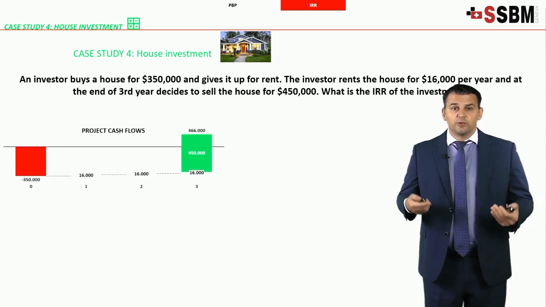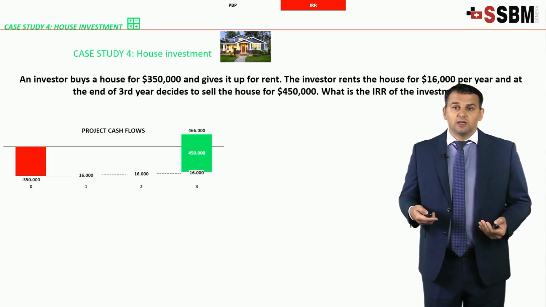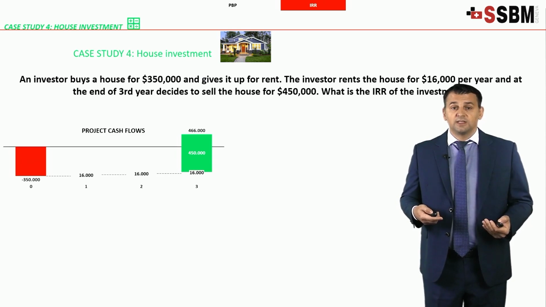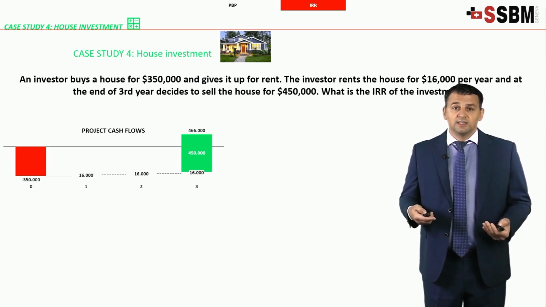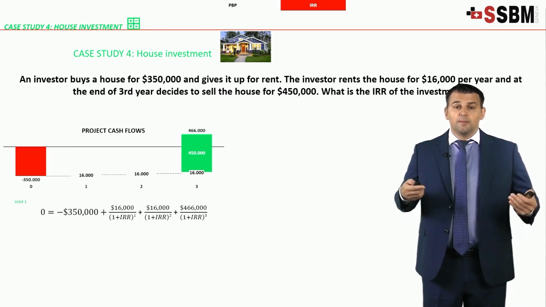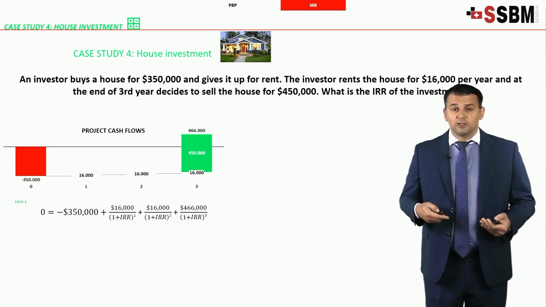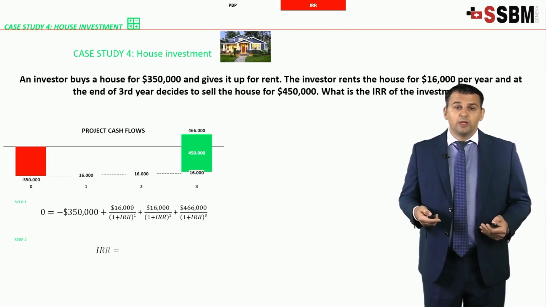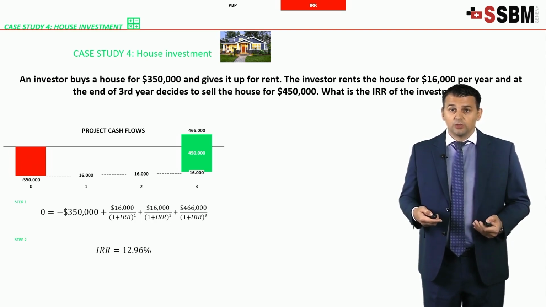So you have here in the red your investment, minus 350, and then you have positive cash flows. Here the renting: 16,000 first year, 16,000 second year, and the last year not only 16 but also the cash flow resulting from the selling of the house, 450, altogether 466,000. If you calculate the IRR, you put it all together in a formula: minus investing minus 350, plus your cash flows 16, 16, 466,000, and you discount them with 1 plus IRR to the power of 1, 2, and 3, and you will obtain an IRR here of 12.96%.